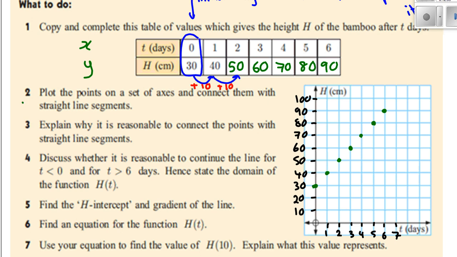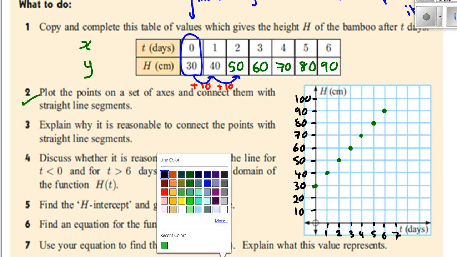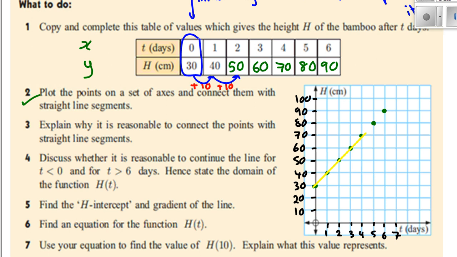Yay. But have I connected them with straight line segments? No, I haven't. So I need to connect them now with straight line segments. So let's do that. Alrighty. Let's make a line, and I'm going to pick a nice colour. Let's pick this nice blue. No, blue, not exciting. Let's use yellow. Look at that, connecting with straight line segments.